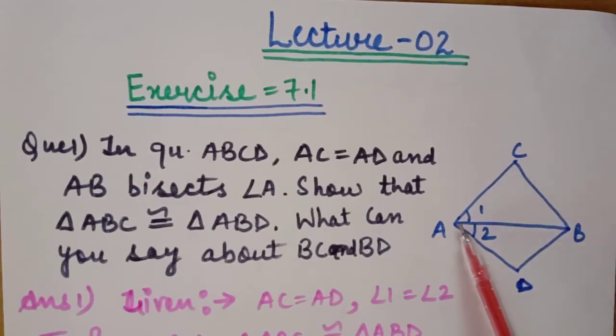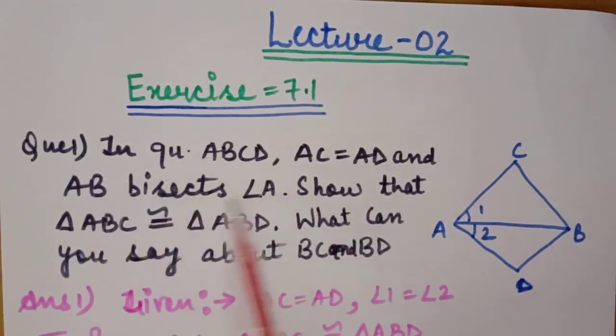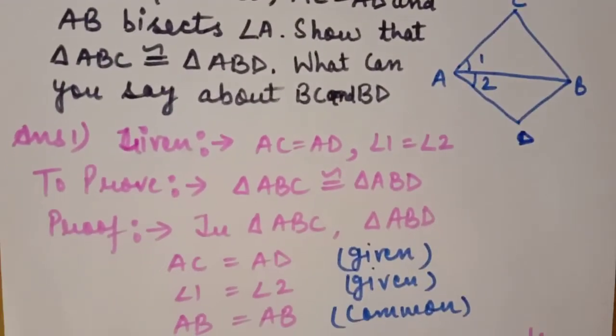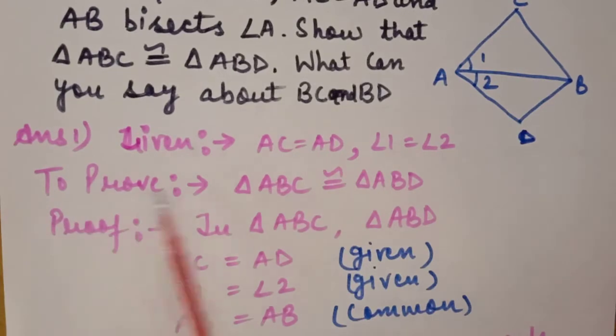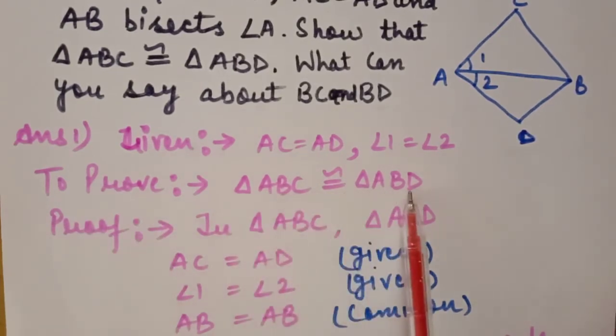So what is given? AC and AD are equal. Angle 1 and angle 2 are equal because it is clearly mentioned AB bisects angle A. Bisect means divide into two equal parts. So it means angle 1 and angle 2 are equal to each other. Now what we have to prove? We have to prove triangle ABC is congruent to triangle ABD.